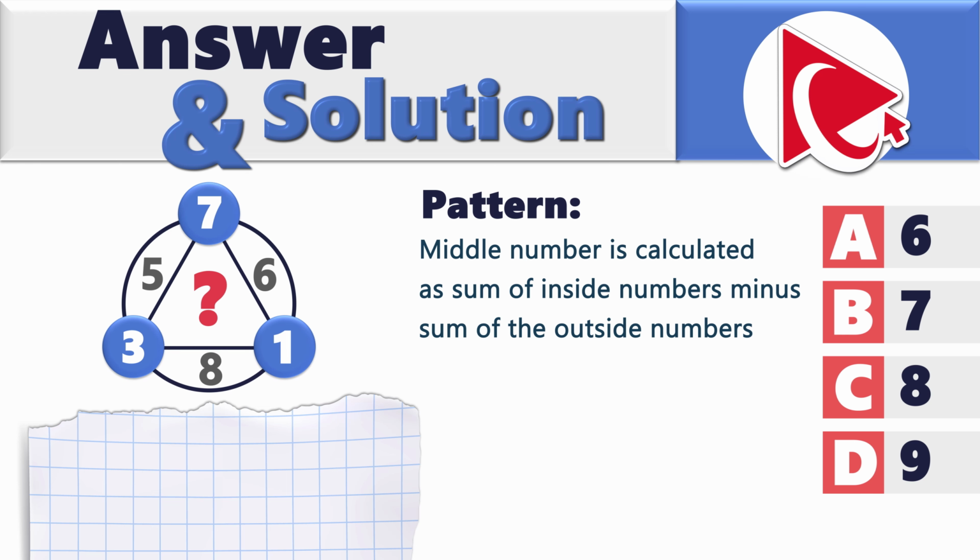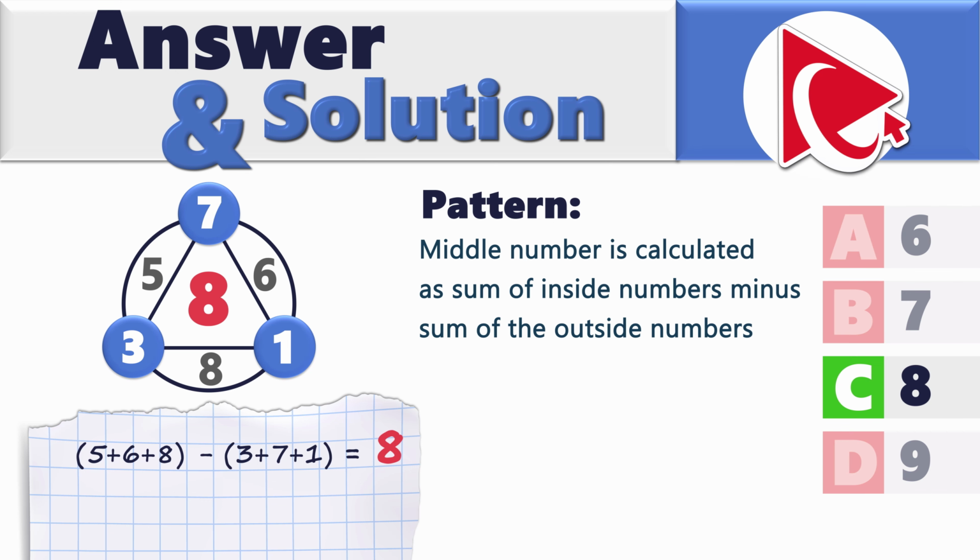Let's calculate then the missing digit. 5 plus 6 plus 8 minus (3 plus 7 plus 1) equals 8. So the correct answer here is choice C, 8.